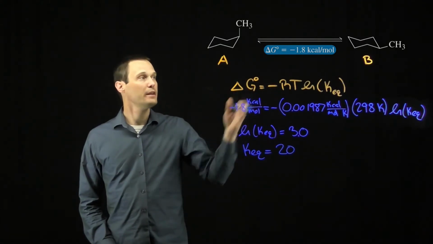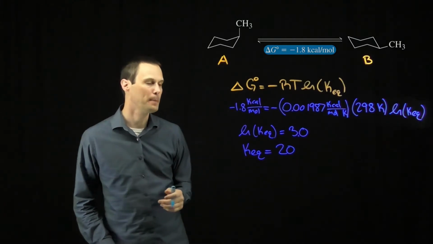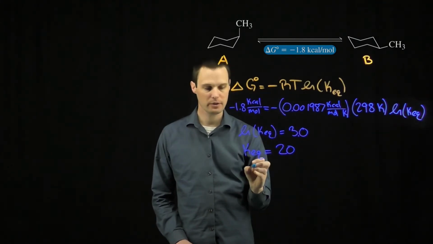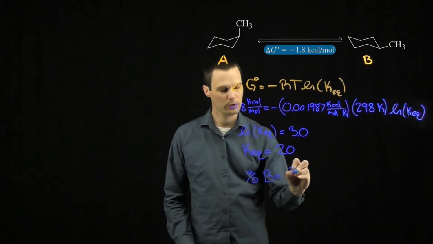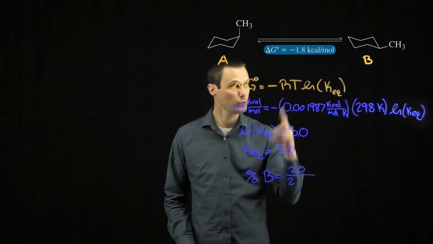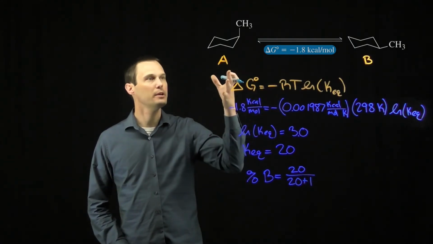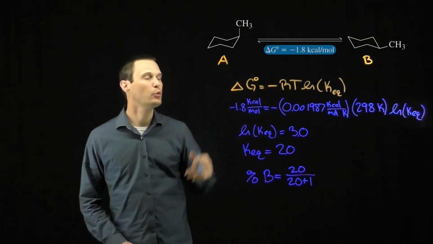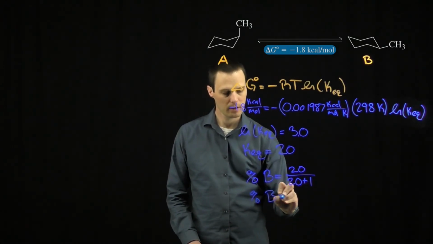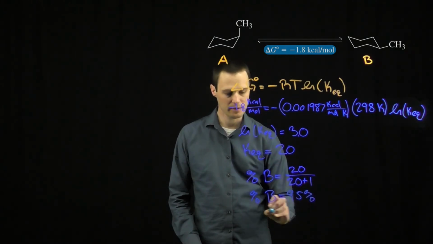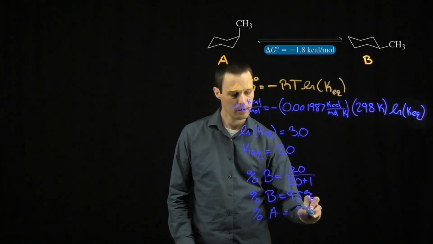From here, we can calculate the percent of A and B. A KEQ of 20 means there's 20 parts of B for every 1 part of A. So we can use that ratio to help us figure out the percent of each. We can say that the percent of B is equal to the 20 parts of B in 21 parts total. If there's 20 parts B, 1 part A, there's 21 parts total, and 20 of those 21 parts are B. So that tells us that our percent of B is 95%, which means then, subtracting from 100, that our percent of A is 5%.